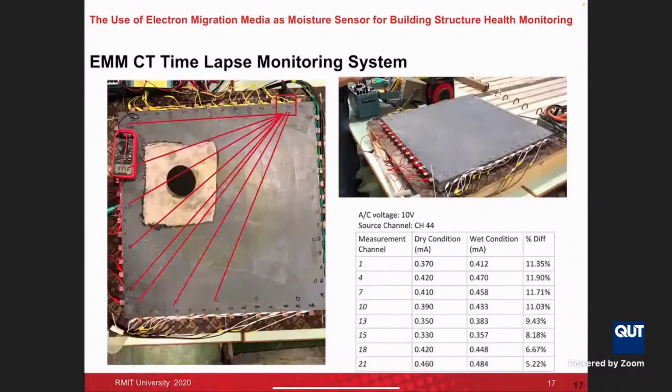So we did a trial on the panel. You can see here, there's some copper plate along the panel. We try to input a voltage from channel 44 here, and we measure the impedance along channels 1, 4, 7, 10, and so on. Before we add moisture, the voltage is here.